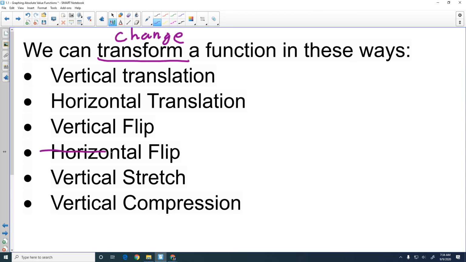Except this guy, horizontal flip, we don't really care about that one. Think about it, and we'll come back to it. Why do I not care about the horizontal flip?